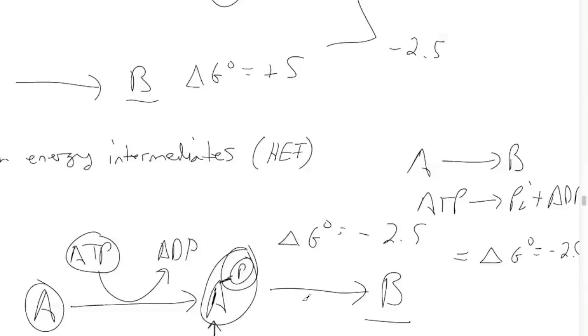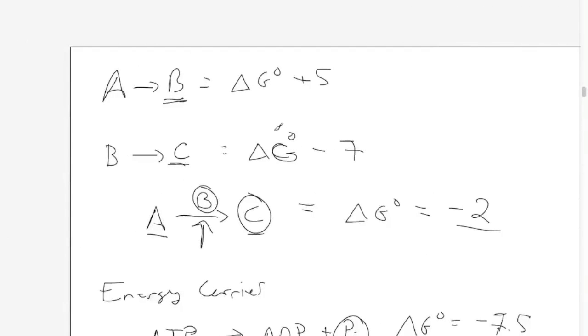But what I want you really to understand is how to add the delta G's. If I ask you, could a reaction with a delta G of -7 drive a reaction with a delta G of +5? The answer would be yes, because the overall delta G would be -2. Okay, so you can kind of practice the addition yourself.